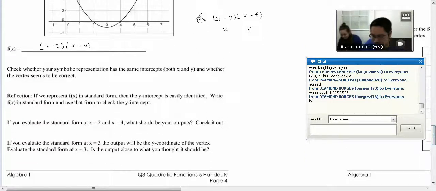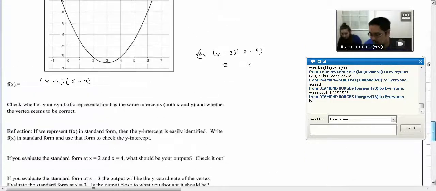So, how do we do this? Well, we already did it. It's right there. We know that it crosses at 2. We know it crosses at 4. So the form must look like x minus 2 times x minus 4. We cool?